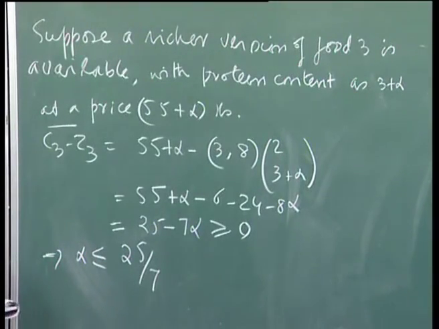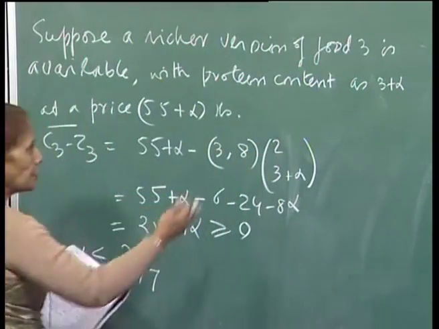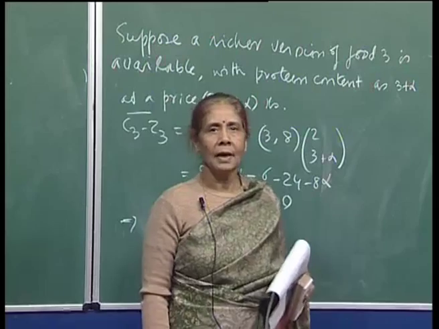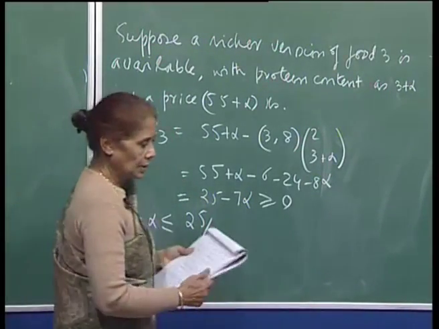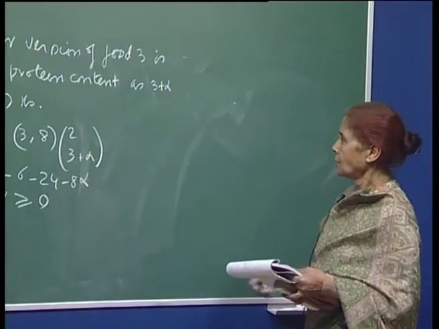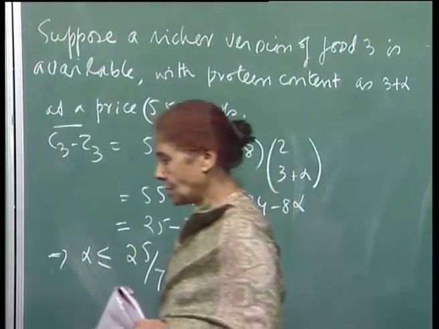So if alpha is less than or equal to 25/7, the food would not be competitive enough to be included in the optimal diet. The current solution is optimal even with the changed data. But in case alpha is greater than 25/7, then C3 minus Z3 will become negative, and you can proceed with your simplex algorithm to enter A3 into the basis and stop when you get the optimal solution. So this is the calculation for a change in Aij corresponding to a non-basic column.